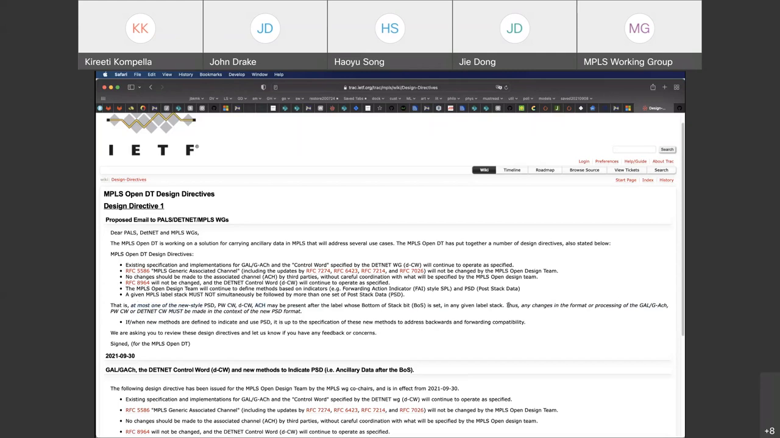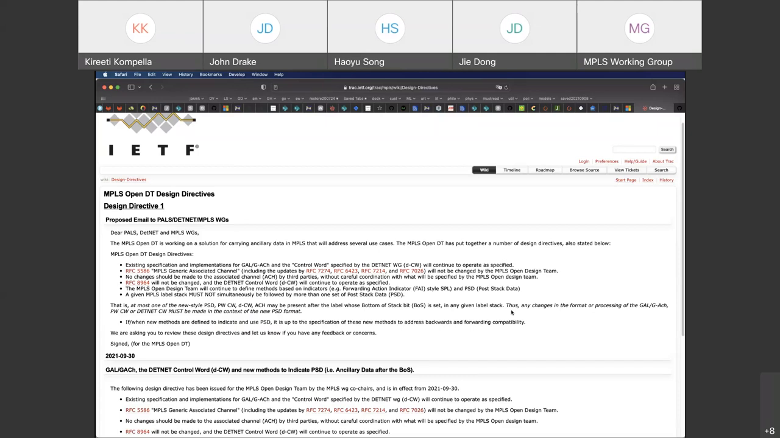And then the other thing I think is useful adding is that any changes in the processing of the gal cache, pseudowire control word, detnet control word must be made in the context of the new PSD format. Hopefully that's clear, but essentially, if you want to update gal cache processing, don't touch the existing gal cache. Introduce a new PSD type, which is the equivalent of the associated channel, and make the changes there. So don't touch the existing gal cache.